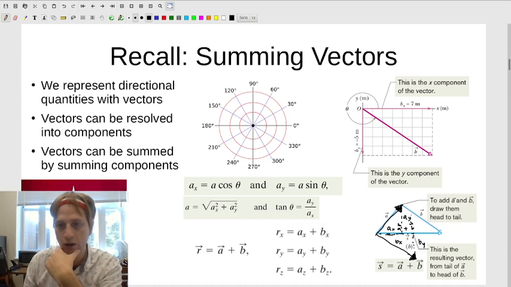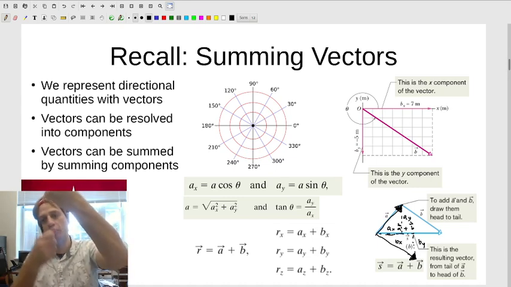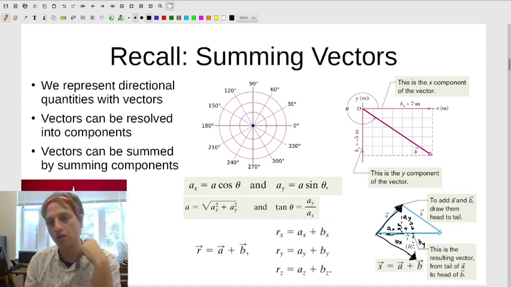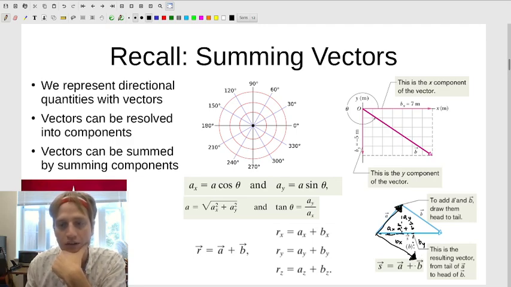And notice AY is positive in this picture, BY is negative, so they are going to partially cancel each other out. If these were forces, one would be pulling up, one would be pulling down. So the overall pull in this sum vector of A plus B is entirely horizontal because the AY and the BY are pointed in different directions.